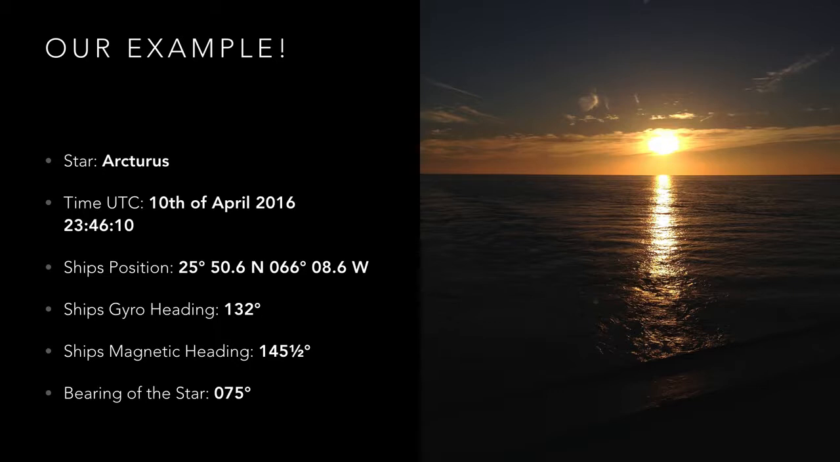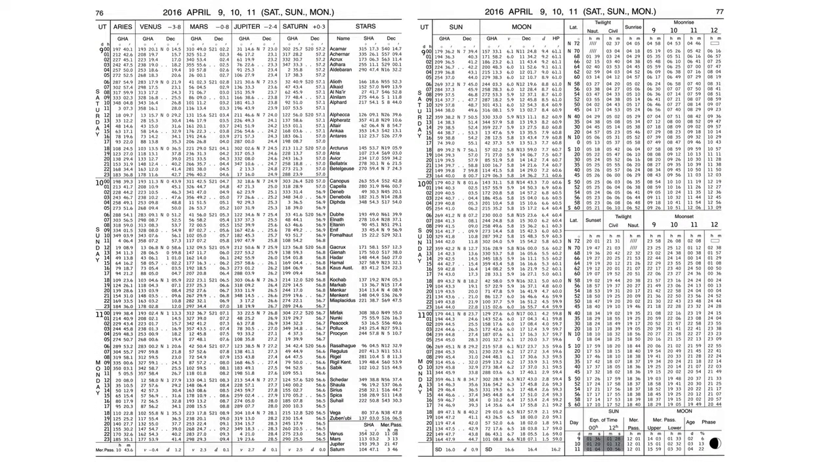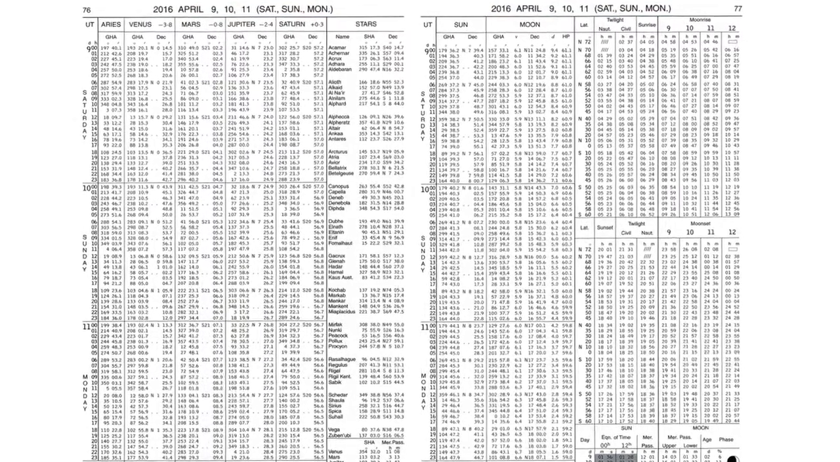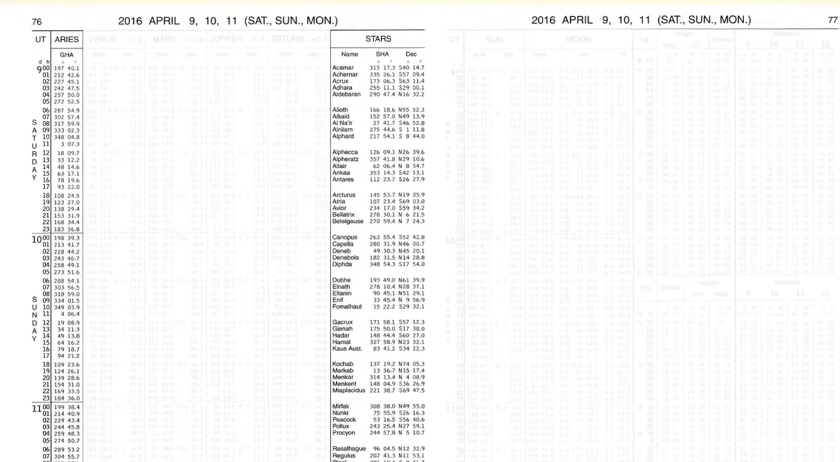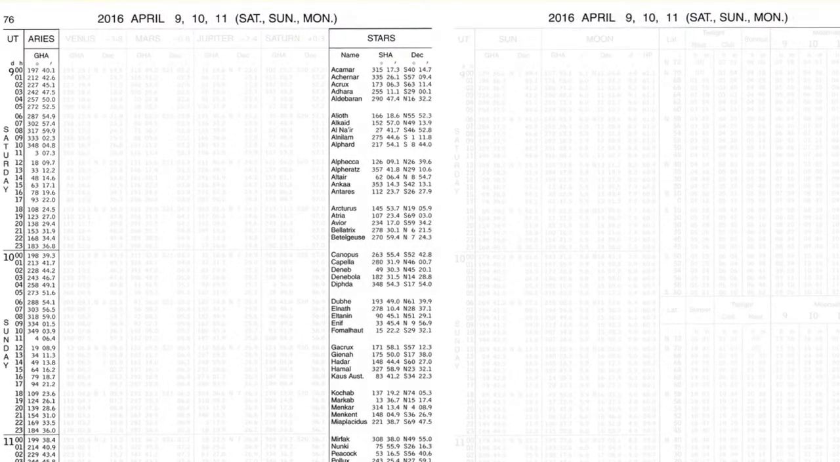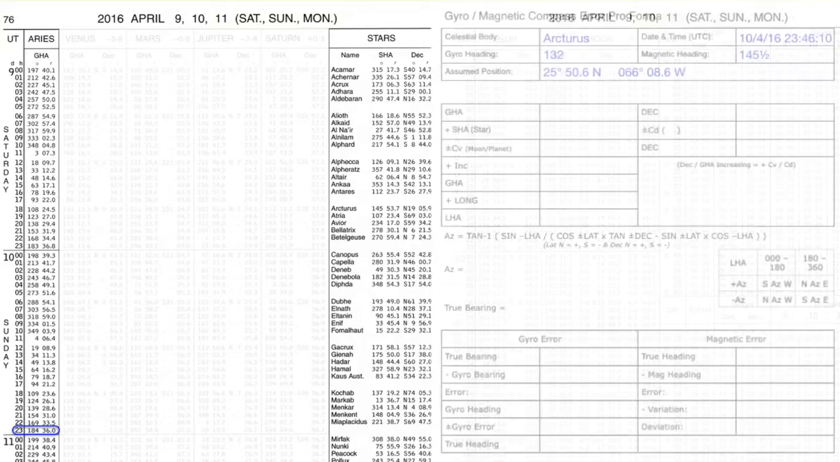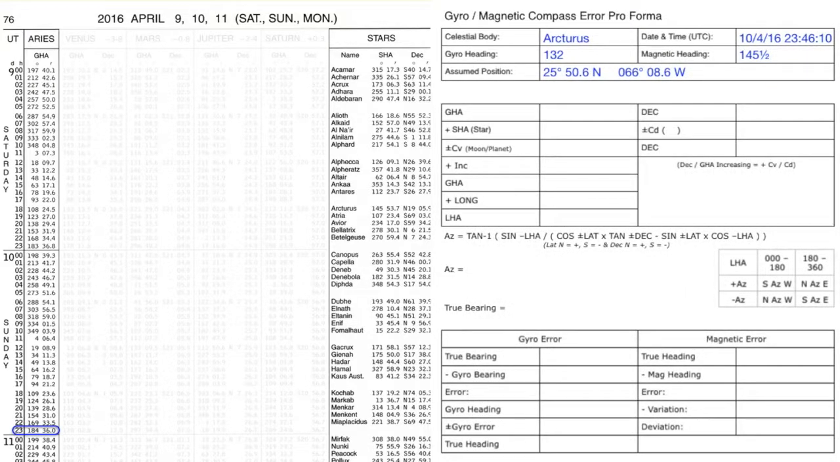Now we have to pull out our nautical almanac and turn to the appropriate daily page. As we're doing our calculation for the 10th of April, we find its page in the almanac. On the left-hand page, we have two columns that we require information from. Firstly, we take the Greenwich hour angle for Aries for the hour we require, in this case 2300, where the value is 184 degrees and 36.0 minutes. We enter this into the first GHA box on our proforma.